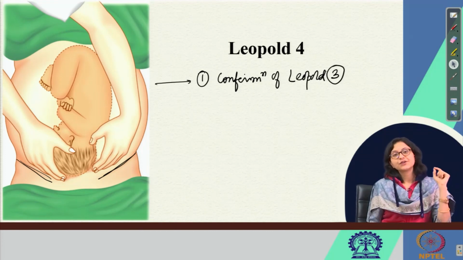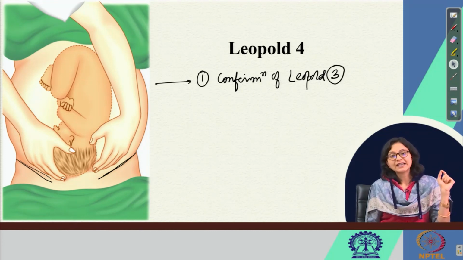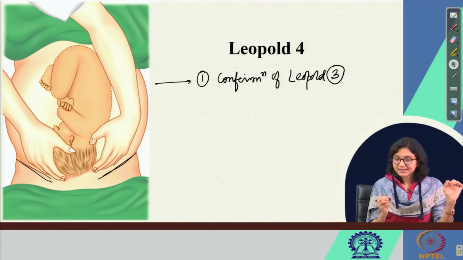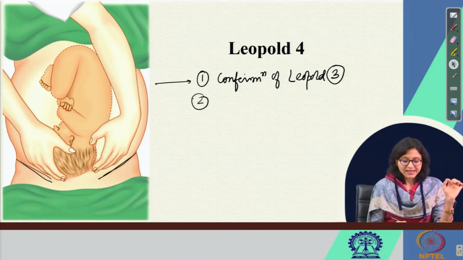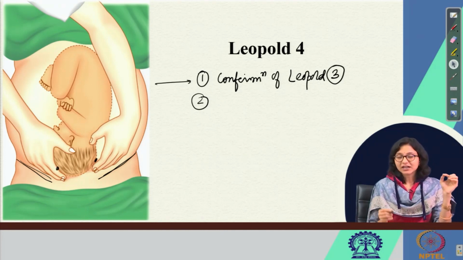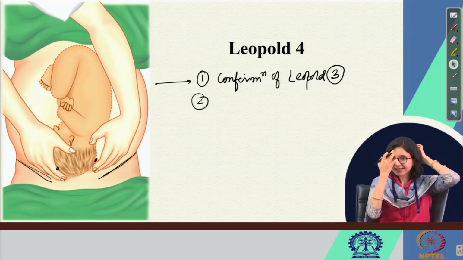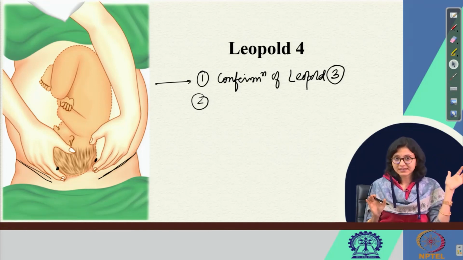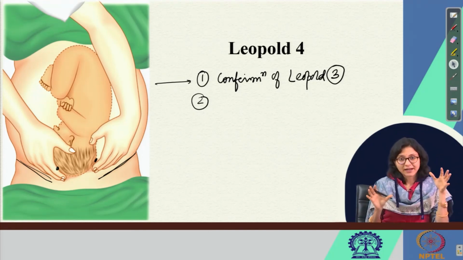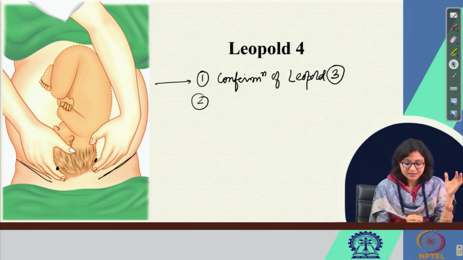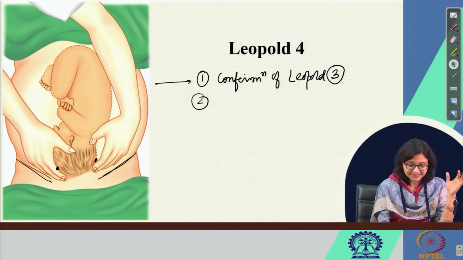In Leopold III we have already got an idea regarding the presentation, whether the fetal head is in the lower pole. From Leopold IV we confirm that presentation. Number two, we can palpate the occiput and the sinciput. They are the two bony prominences on the fetal head. This is the sinciput and behind it is the occiput. We will discuss these in the fetal skull and maternal pelvis discussion.